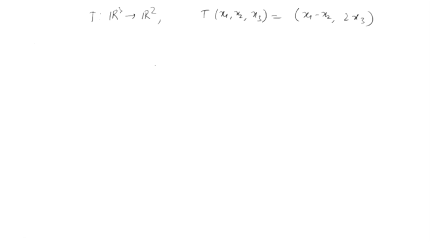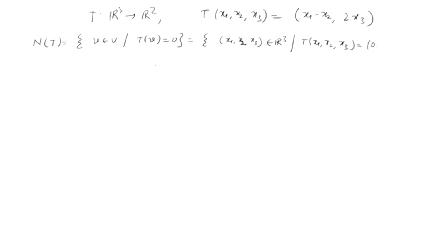Now, first we have to find the null space of T. By definition, it is all those v in V such that T of v equals 0. Here it is all those (x1, x2, x3) in R3 such that T of (x1, x2, x3) is (0, 0), because the image is in R2. Now T of (x1, x2, x3) is nothing but (x1 minus x2, 2x3), and it is (0, 0).